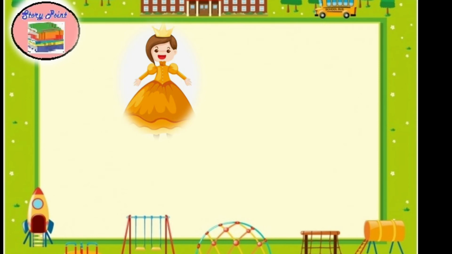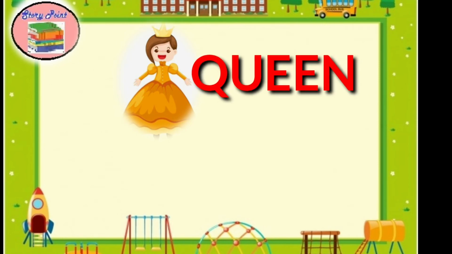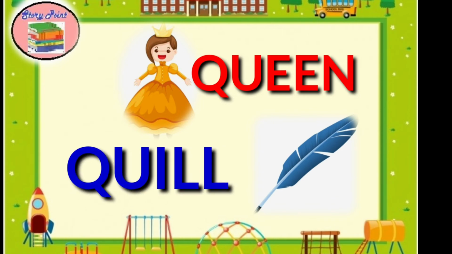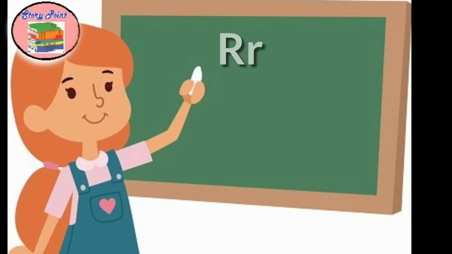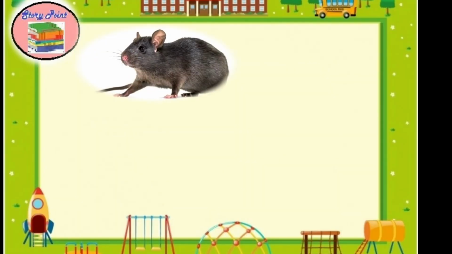queen. Q-U-E-E-N. Queen. And Q for quill. Q-U-I-L-L. Quill. Next, R. R for rat.